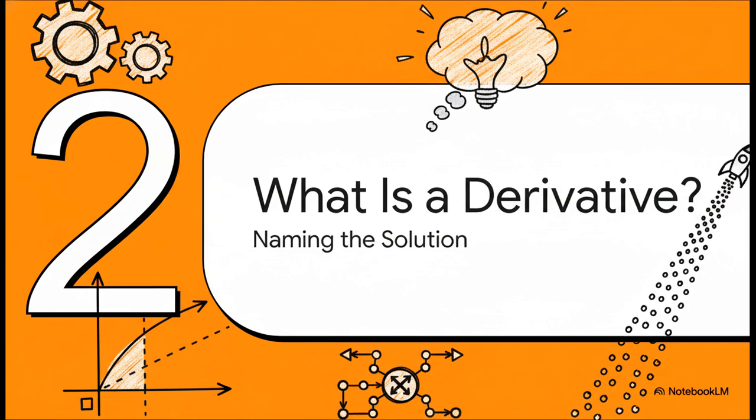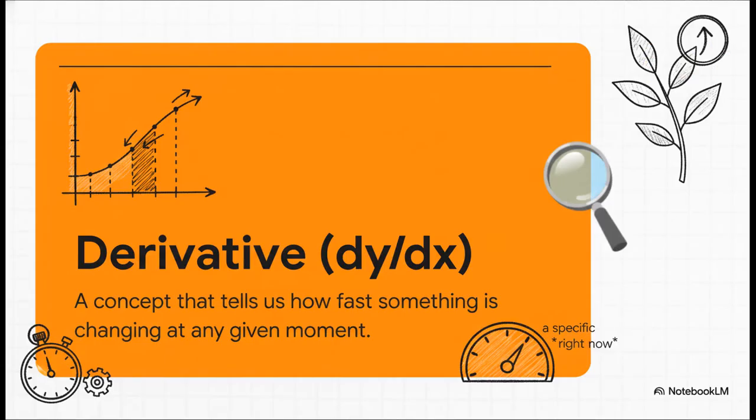We're going to put a name to the solution of our right now problem, and that name is the derivative. So, what is this thing really? A derivative, and you'll often see it written as dy over dx, is just a tool for measuring the rate of change at any given instant. It's the math that lets us find the speed right now, or the growth of a company right now, any change happening at one specific moment.